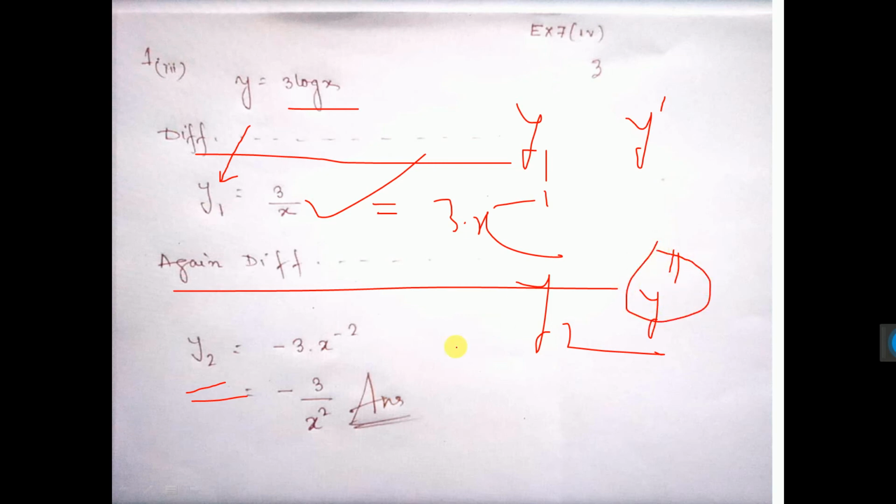This is second differentiation. It can be written as y2 or y double dash also, second order differentiation. So y2 equals, you see 3 is coming outside and x to the power minus 1, that is n into minus 1 into x to the power minus 1 minus 1, that is minus 2. So minus 2 will come down. This is the answer.